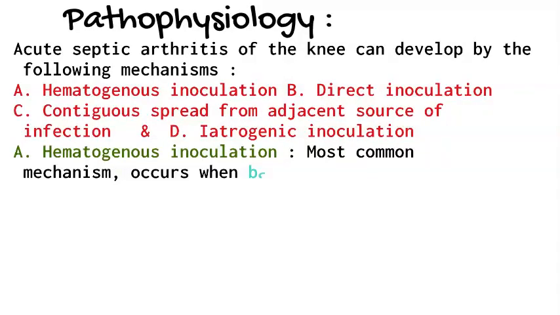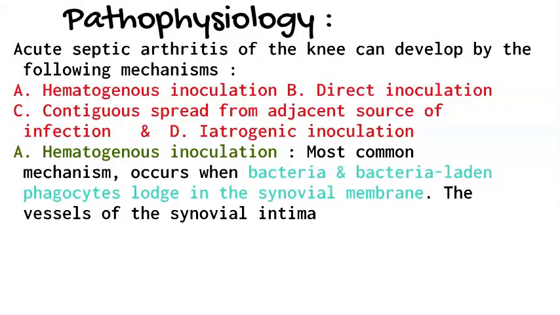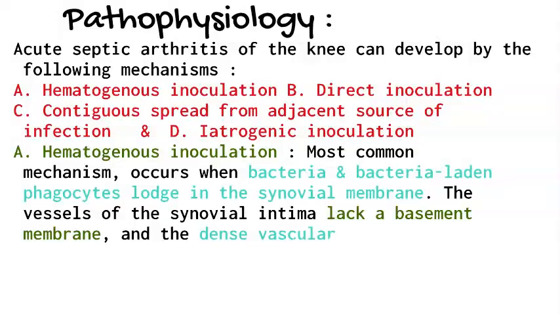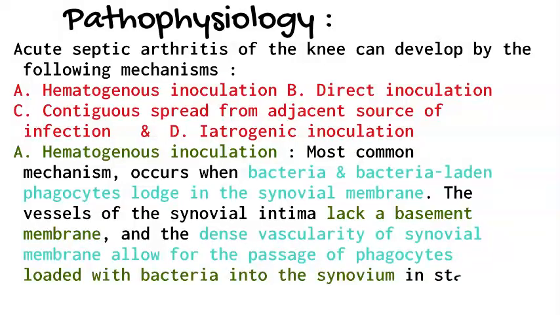A. Hematogenous inoculation. This is the most common mechanism and occurs when bacteria and bacteria-laden phagocytes lodge in the synovial membrane. The vessels of the synovial intima lack a basement membrane, and the dense vascularity of the synovial membrane allows for the passage of phagocytes loaded with bacteria into the synovium in states of bacteremia.